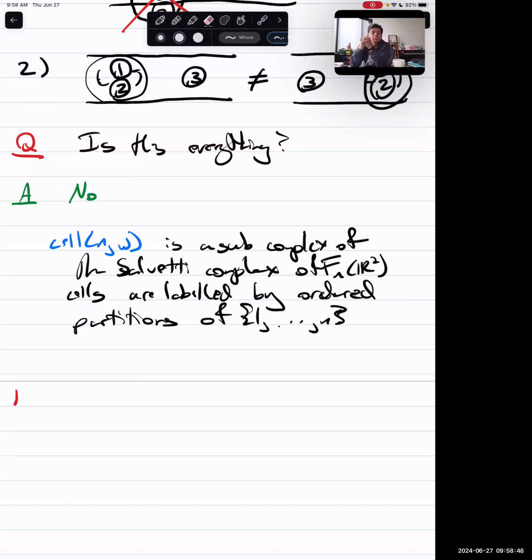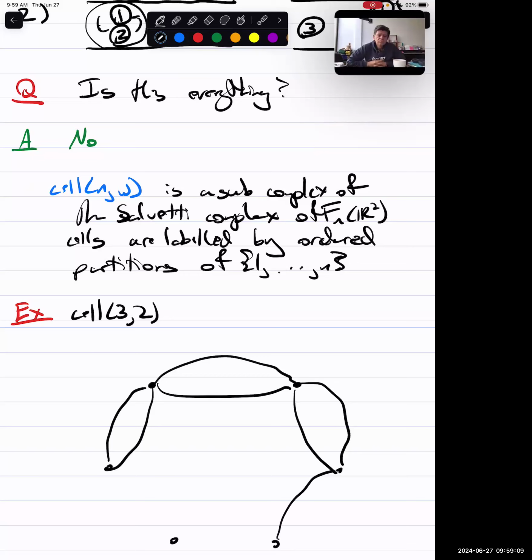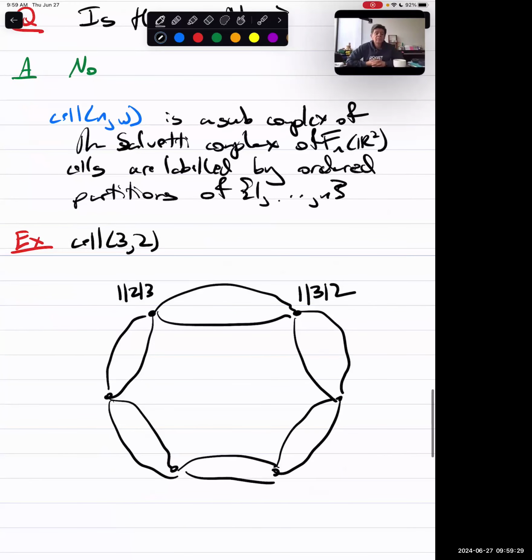So for example, we're going to look at Cell 3-2. And it's going to be a space with the following structure. So it's going to look like a hexagon with sides doubled. 1, 2, 3. And we're going to talk about the various classes we're going to see in the homology here. But we're going to label our points by partitions that look like partitions of 1, 2, and 3. And both the order of the terms in the partition and the order of the individual blocks in the partition are going to matter.